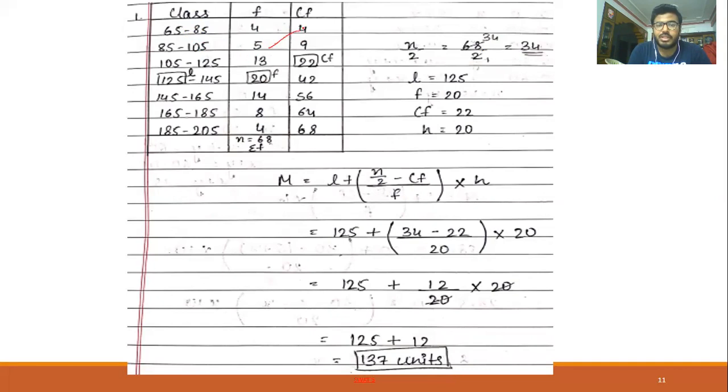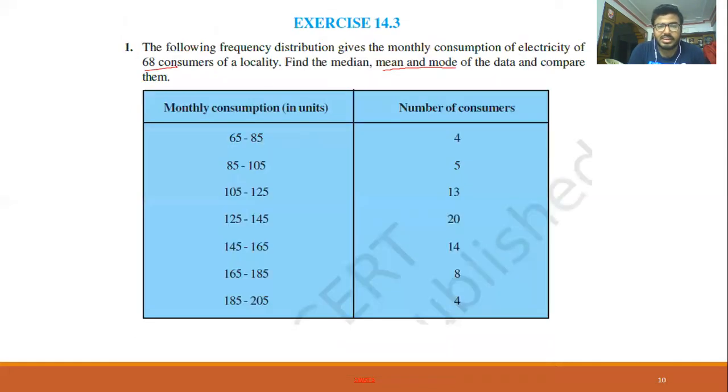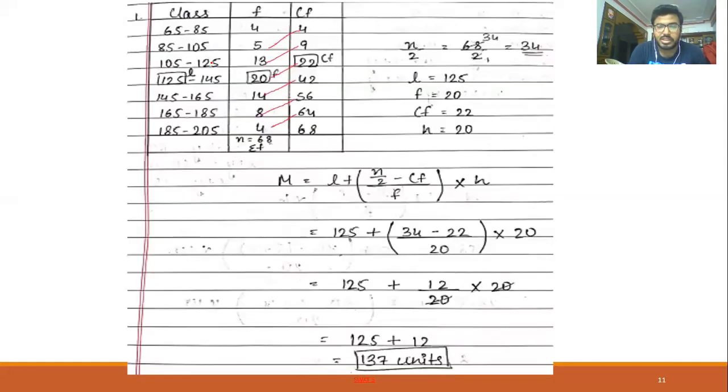That is 5 plus 4, how much? 9. Then 13 plus 9 is how much? 22. Then 20 plus 22, that is 42. 14 plus 42, 56. Then 8 plus 56, that is 64. And 4 plus 64, that is 68. Is that clear? As discussed earlier, how many consumers are there? 68 consumers. At the last you're getting 68. So that is how you know that your n value is correct. So this one is the n value.